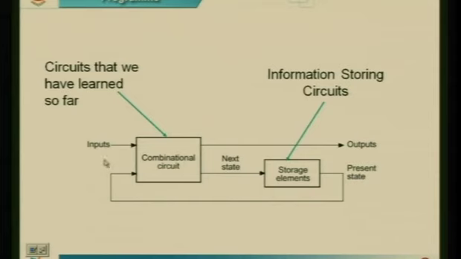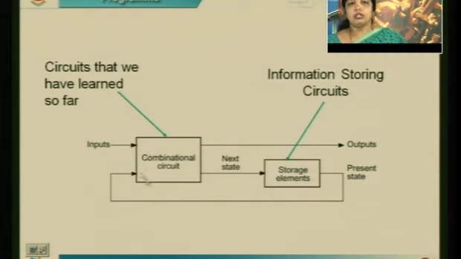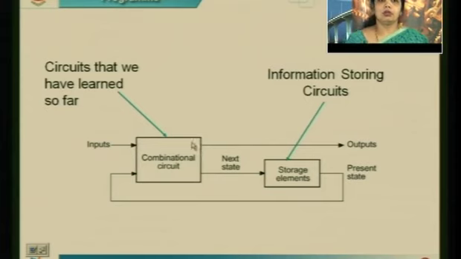Till now we have studied many combinational circuits in the previous sessions, like multiplexers, decoders, encoders, adders, etc. That is nothing but a combinational circuit, which has inputs as well as outputs. The combinational circuit depends on the present input. Depending on the present input condition, you get an output. That is a combinational circuit.